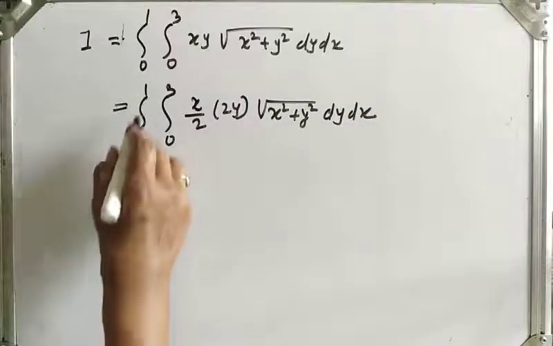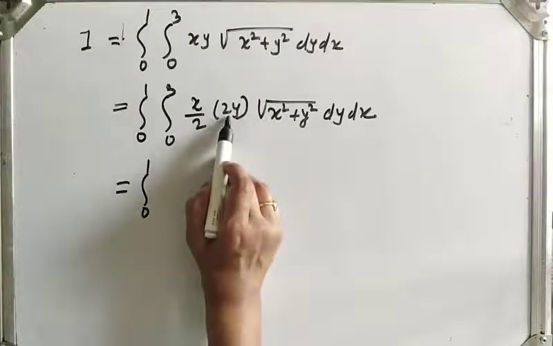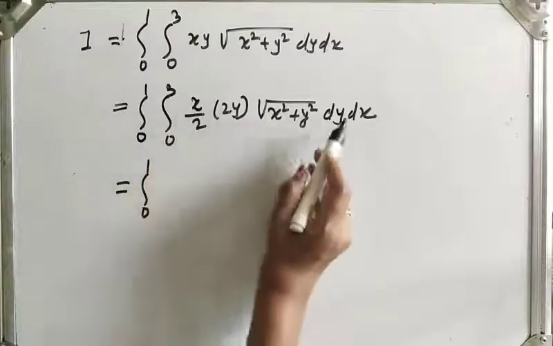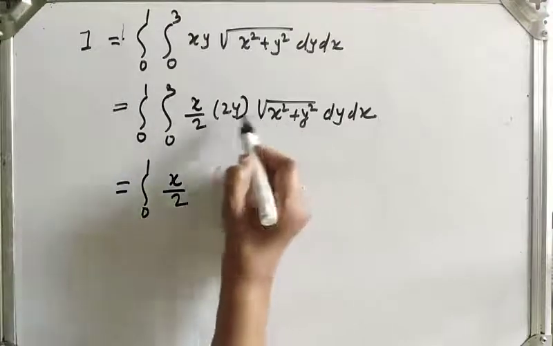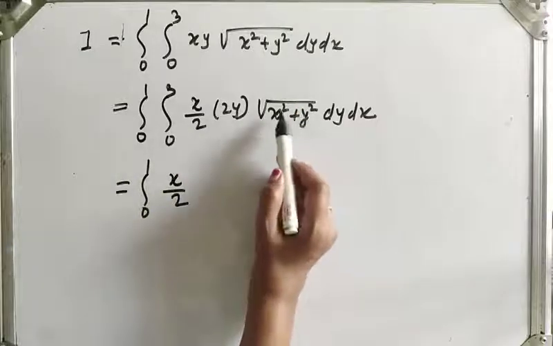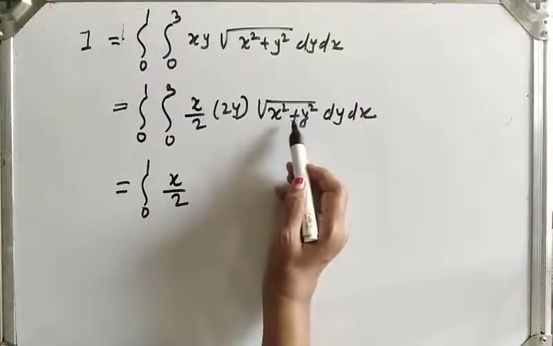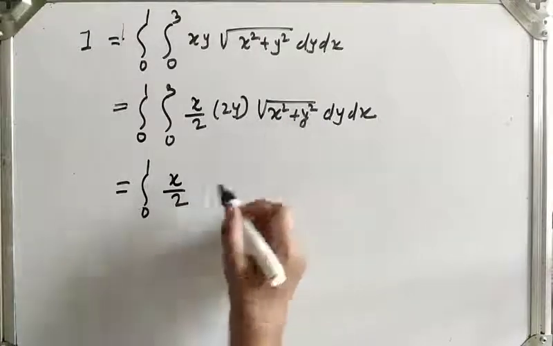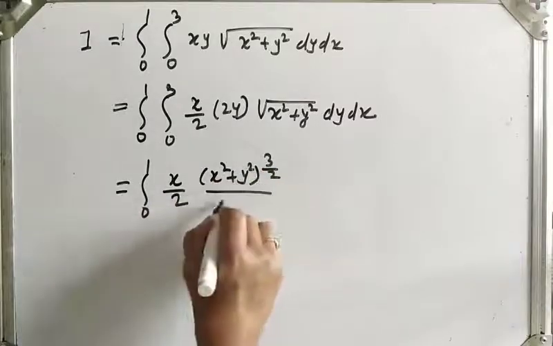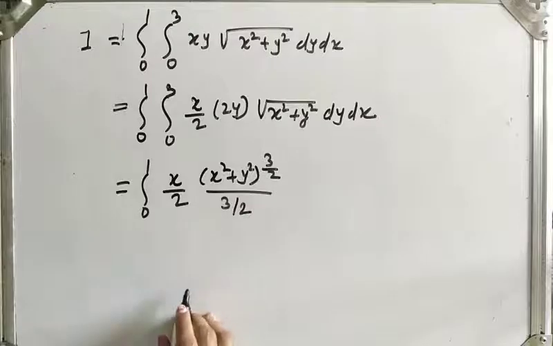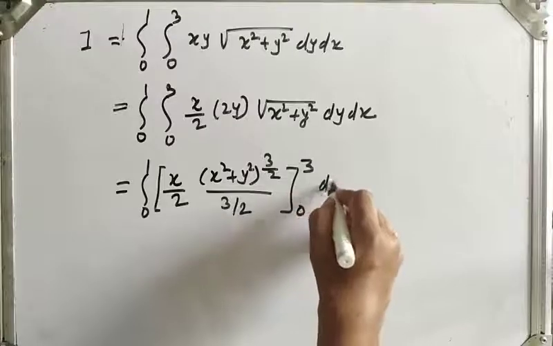Now for this integration, 0 to 1 as it is, x square plus y square, its derivative is 2y. While integrating with respect to y, x is constant, so x by 2 stays as it is, and its derivative is there, so its integration will be what? This is x square plus y square raised to 1 by 2, so its integration will be x square plus y square raised to 1 by 2 plus 1, that is x square plus y square raised to 3 by 2 upon 3 by 2, with limits 0 to 3, dx.